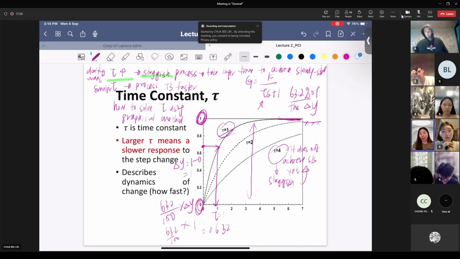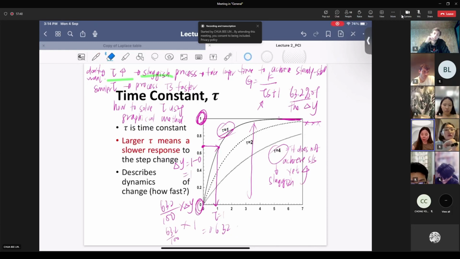So if you want to compare, you want to design a process, we always want a smaller tau instead of a bigger tau, because a smaller tau will have a faster process to achieve steady state, and a bigger tau will take longer time. Like this example, we still haven't actually got our steady state over here. So larger tau means a slower process, means sluggish. So it is an index to indicate how fast the process is.